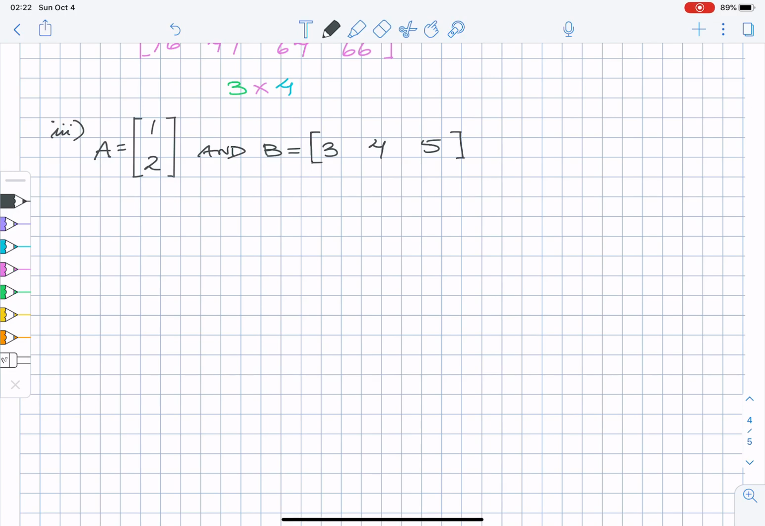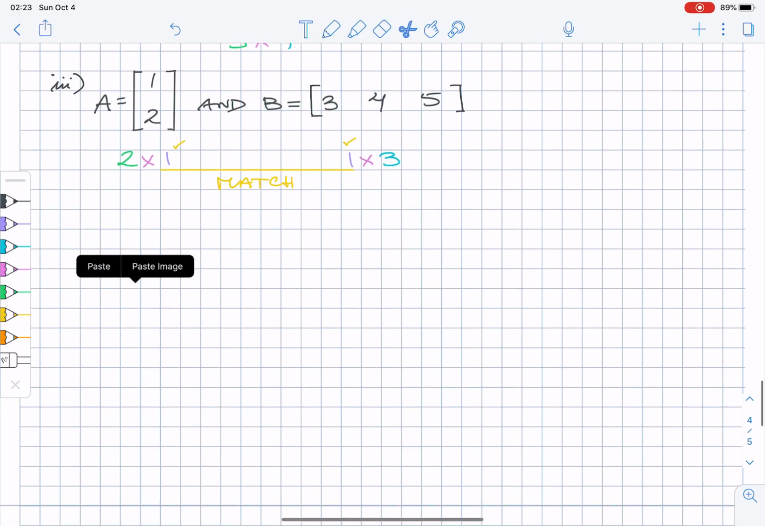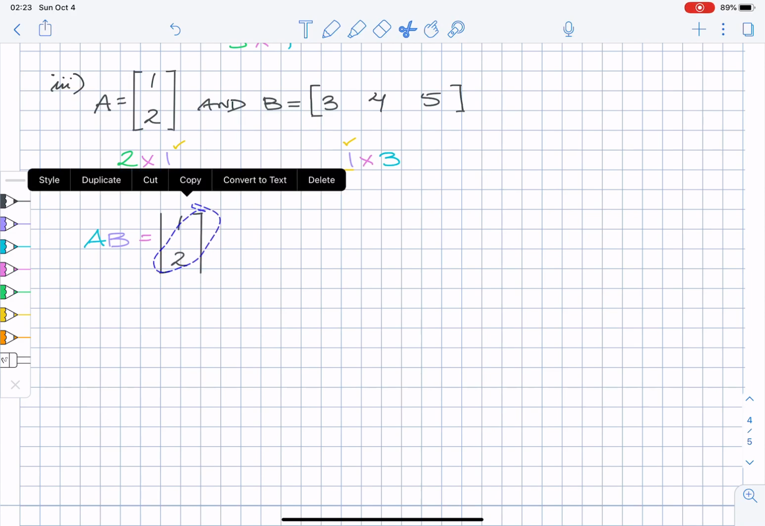Okay, so what are the dimensions on A? Looks like 2 rows by 1 column. And the dimensions on B look like 1 row by 3 columns. So because the inner dimensions match, we can find the product, A times B. They have to match. So I claim we're going to get a 2 by 3 matrix out of this small little thing here.